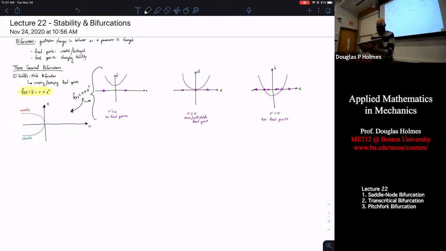But I do agree that this is a confusing way to think of it. It'll be less confusing, I think, when we get to instabilities that are more familiar to us as engineers. But yeah, hopefully that starts to help.